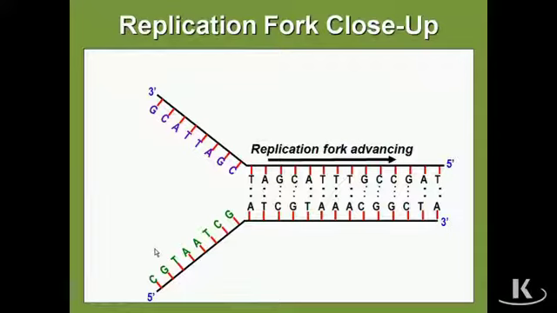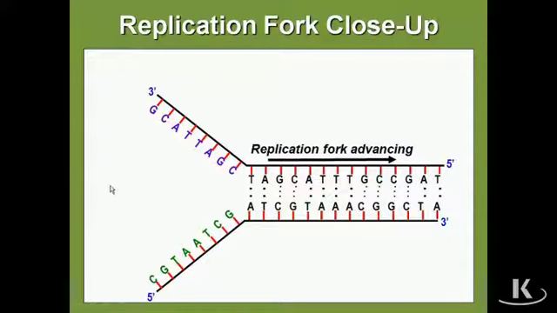To help you visualize this, which isn't in your text if you're following along in your textbook, here's a close-up that illustrates what's going on at the replication fork, at one side of the fork. I'm going to tell you in advance that the fork is advancing from left to right. With that information in mind, you should be able to tell me which of these strands is leading and which of these strands is lagging. So if the replication fork is advancing from left to right, which strand is the leading strand?